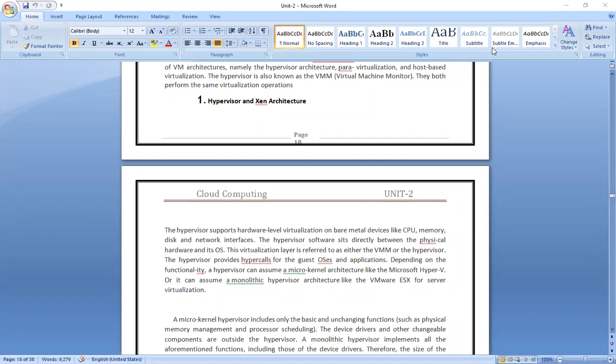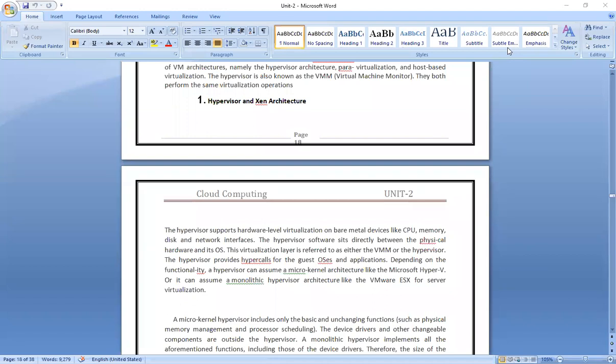And basically there are two types of hypervisor. First one is known as type 1 and second one is known as type 2. Type 1 is known as a bare metal hypervisor, and type 2 is known as a hosted hypervisor. Means if it is directly installed on the hardware, then that hypervisor is known as a type 1 hypervisor or bare metal hypervisor.